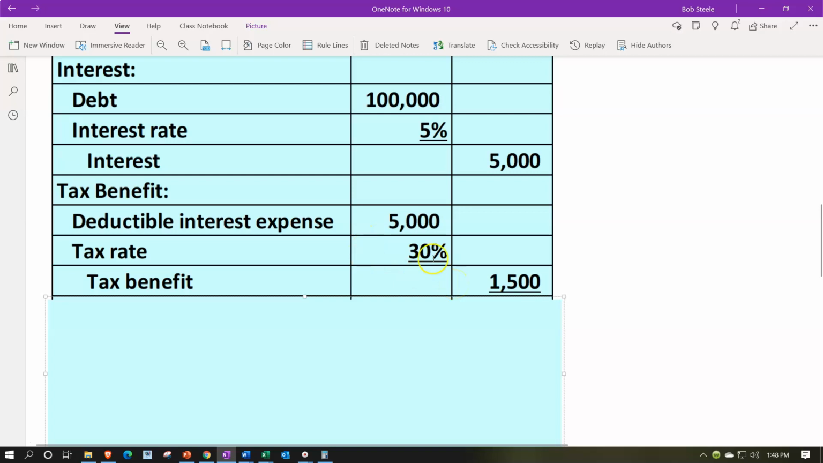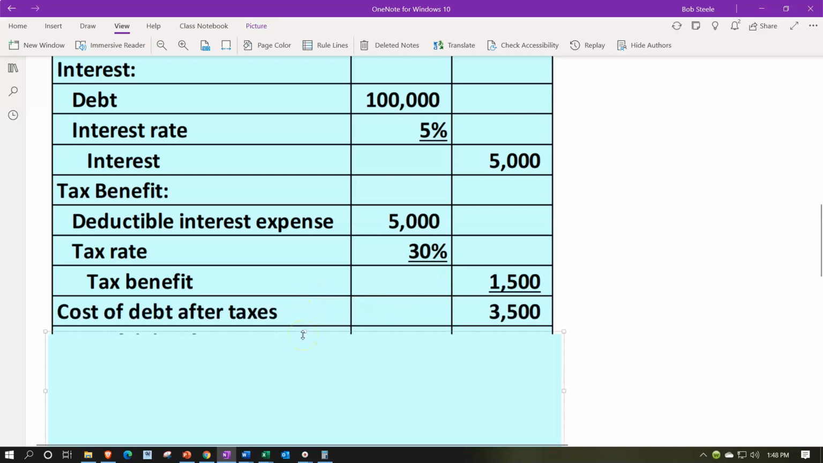So if we were borrowing 100,000 at 5%, we would be paying 5,000, but 30% of that 5,000 we kind of get back in a way with the taxes because we get to deduct it and get a tax benefit. So the 5,000 minus the 1,500 leaves us with the cost of debt after taxes on a dollar basis of the 3,500. So then I've got to think, well, I would like to see it on a percentage basis.